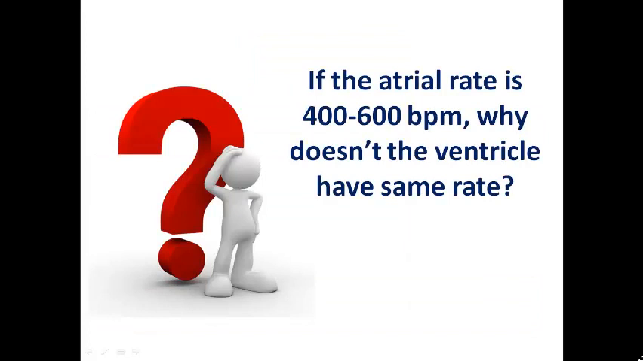We may ask ourselves, if the atrial rate is 400 to 600 beats per minute, why doesn't the ventricle have the same rate following the atrium?